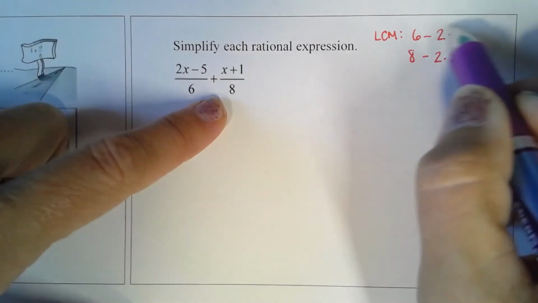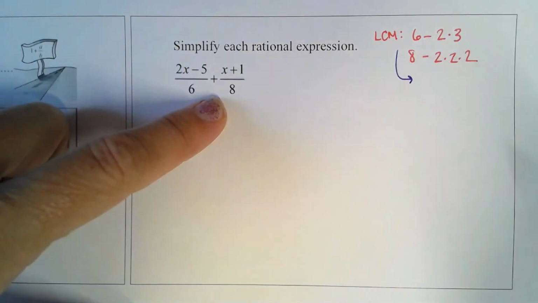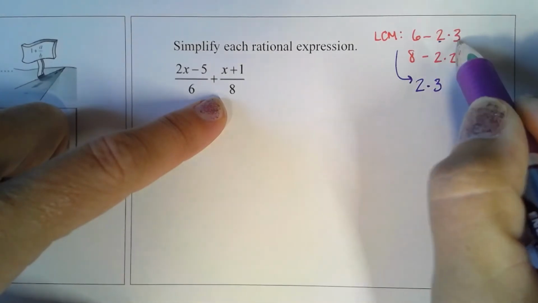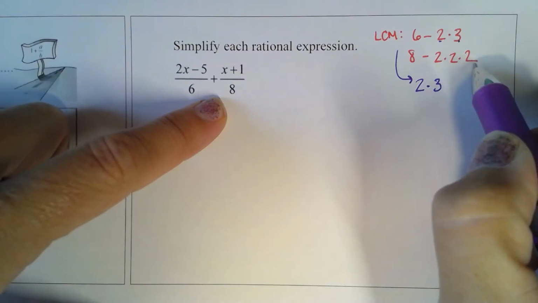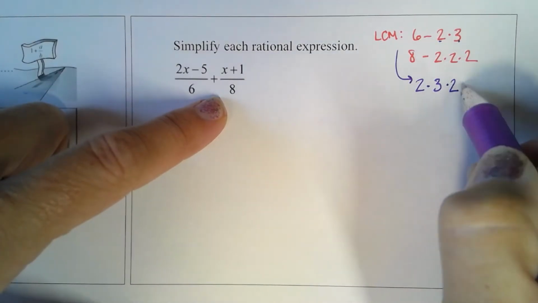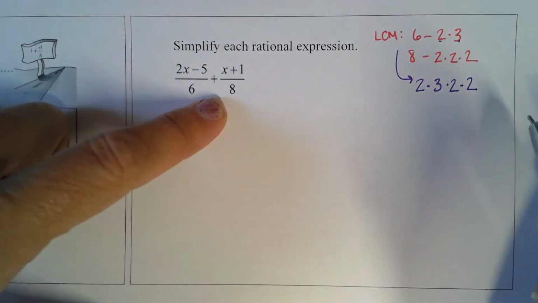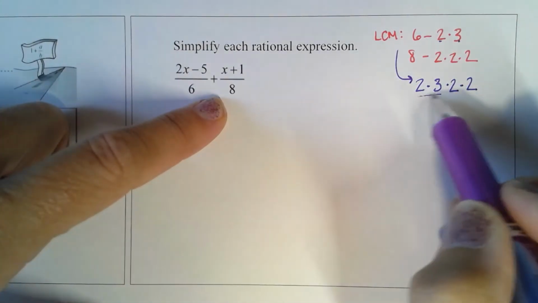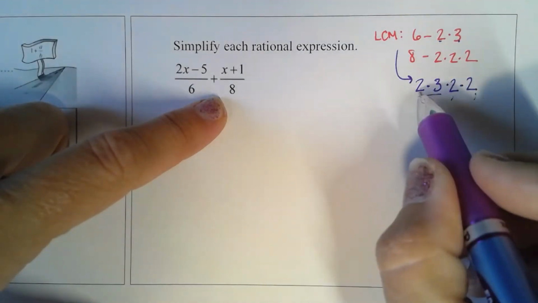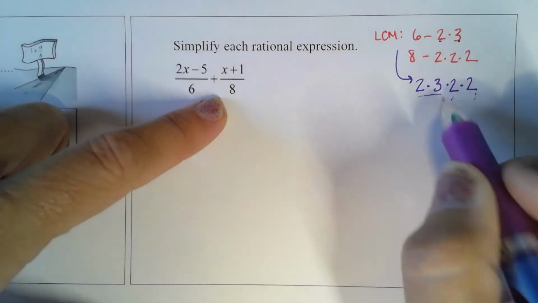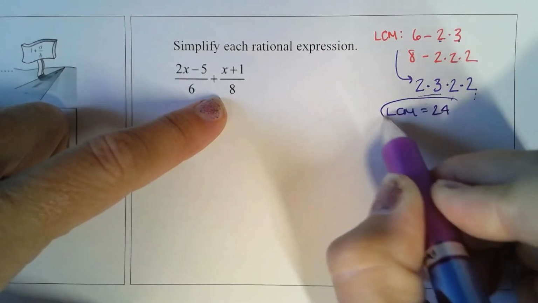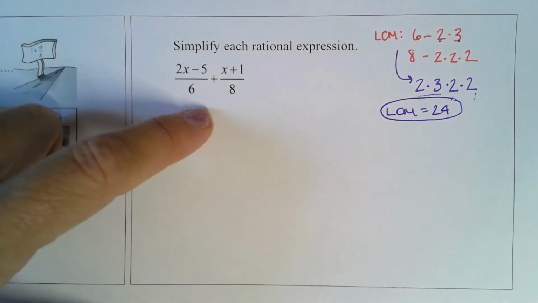So I need every factor. Sorry, I got a little ahead of myself. I need every factor from the 6, which is a 2 and a 3. And then I need every factor from the 8, which is a 2, I have, another 2, I don't have, another 2, I don't have. Okay, so I need a 2 and a 3, I have that there. I need three 2's, and I have that there. Perfect. So 2 times 2 times 2 is 8, times 3 is 24. That is our common denominator.